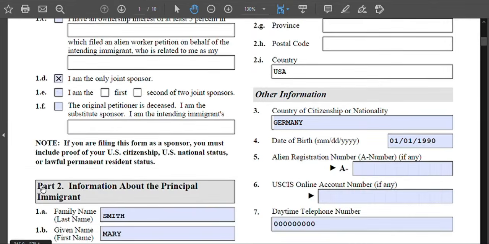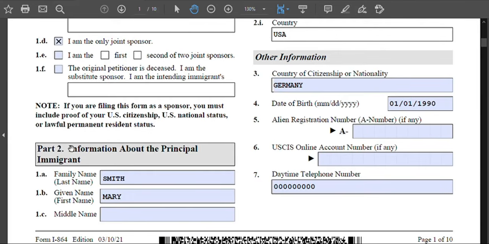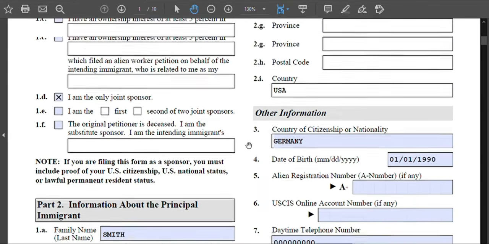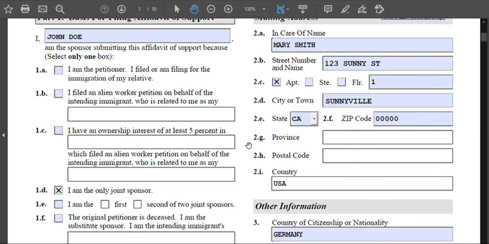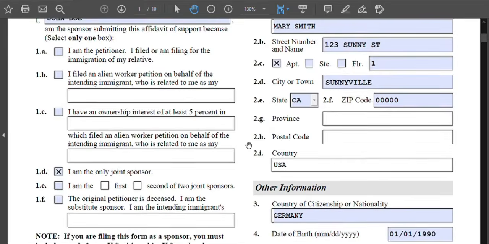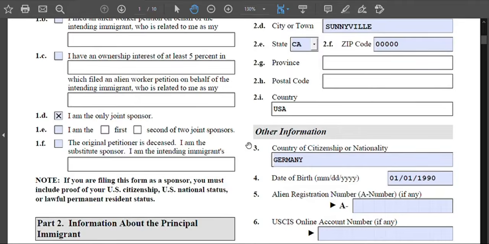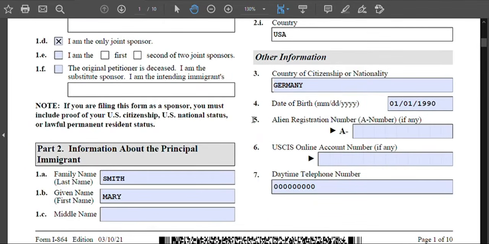So after this, you're going to move on to section 2. Please be aware that section 2 is asking about the principal immigrant. It is not asking for your information as a joint sponsor. In this example, we have a petitioner who is helping his sister immigrate to the United States, and his sister will be bringing her spouse and son with her as the sibling of the primary petitioner. Mary Smith, in this case, is the principal immigrant because she is a relative of a U.S. citizen, for example. Just double check that you are writing the information of the principal immigrant.